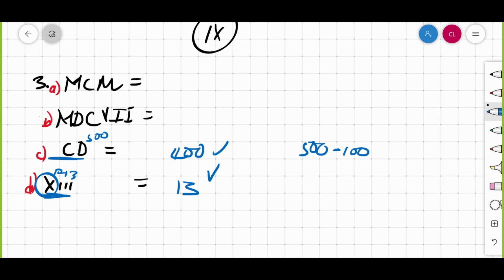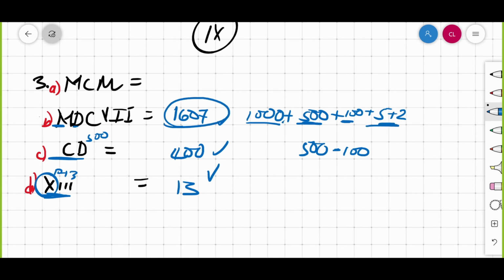All right, so let's go to B. What's this one? 1607. Okay, so that's great. How do we get that? M is 1000. D would be 500, plus C, one more 100, plus 5 plus 2. So 1500 plus one more 100, 1600, 1607. Okay, so that is correct.